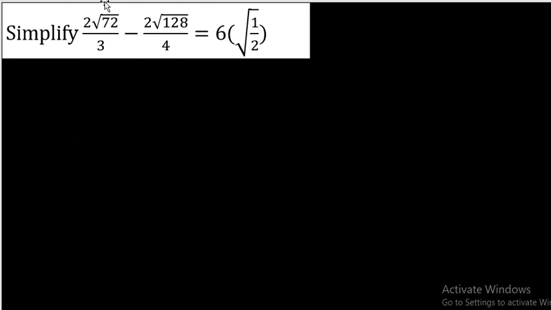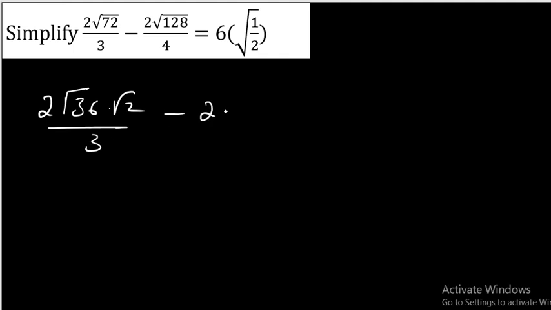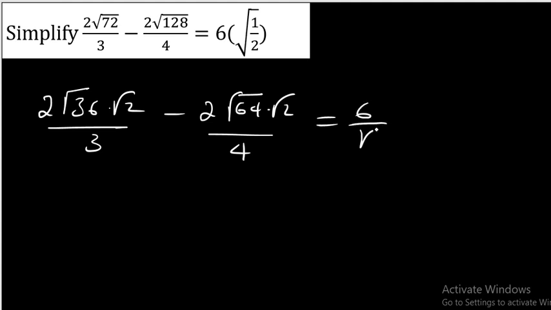The next one, we are asked to simplify. There is a number 2 square root of 72, which means 36 times radical 2, the whole over 3, minus 2 radical 128, which means 64 times radical 2. I'm expressing it as a product of a perfect square number, over 4, which is equal to 6 over radical 2.